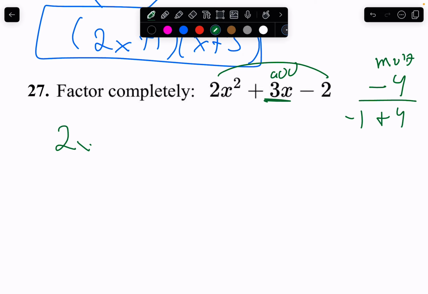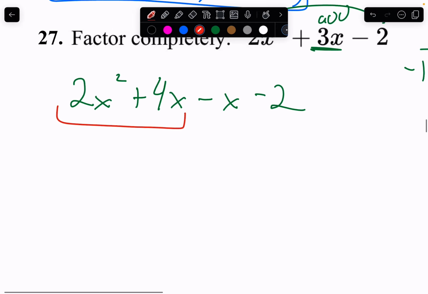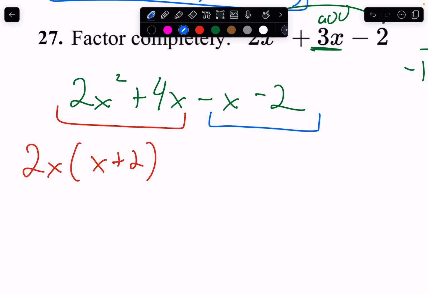So we will say 2x squared plus 4x minus 1x, or minus x, minus 2. All right. Then we go ahead, do our factoring by grouping. We can take a 2x out, and we are left with x plus 2. Now, here it looks like there's nothing we can take out, right? It's just we've got an x and a 2 here.